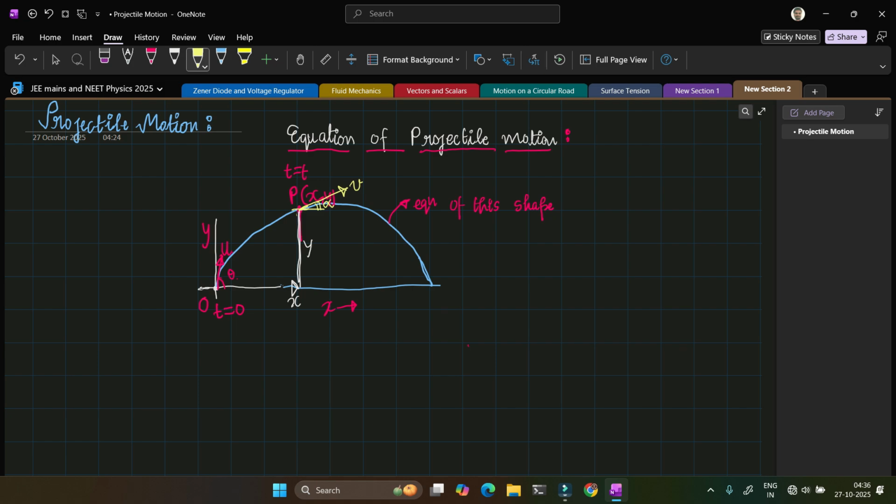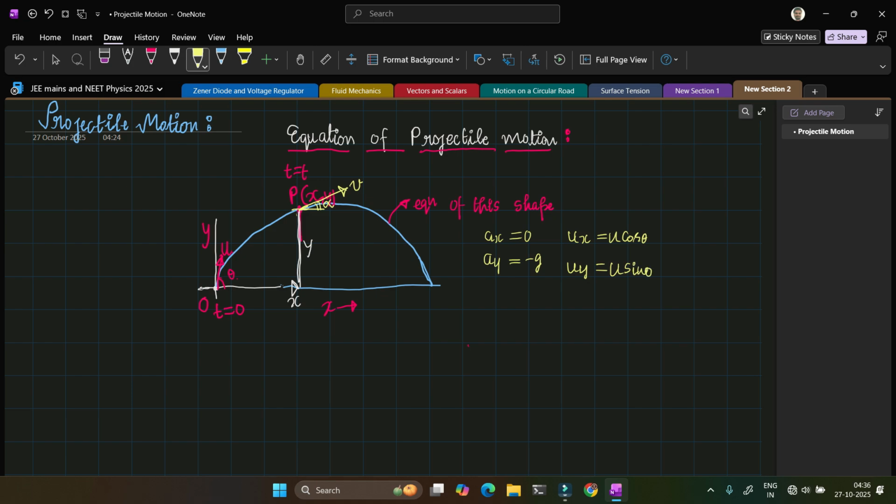So we know that acceleration in the x direction is 0, and acceleration in the y direction is minus g. We have taken our coordinate axes like this, with positive x and y directions. Initial velocity ux is u cos theta. We can resolve u as u cos theta and u sin theta, so initial velocity uy is u sin theta.